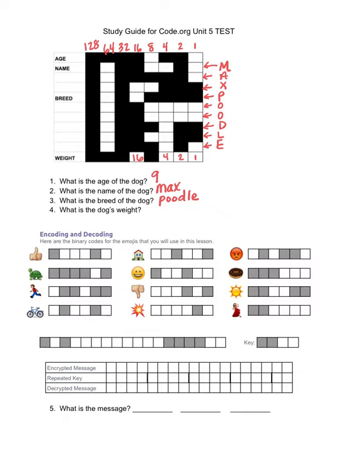So the only ones I'm going to count are white. That's the ones I wrote in. So that would be 1 plus 2 plus 4 plus 16. That's going to be 23. So that's the answers to questions 1 through 4 using the top.